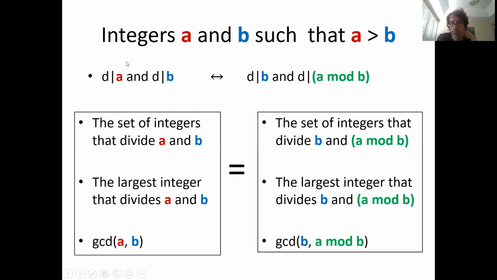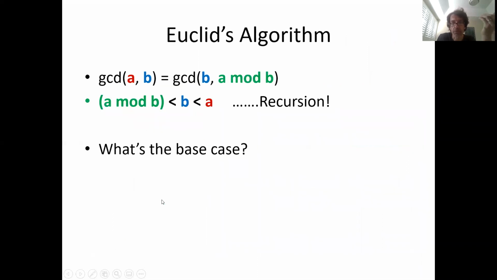equivalence, because it holds for every D. And therefore, that's the GCD of these two, and that's the GCD of these two. And that's where Euclid's recursion, Euclid's algorithm, comes from, right? So here is the Euclid's algorithm.